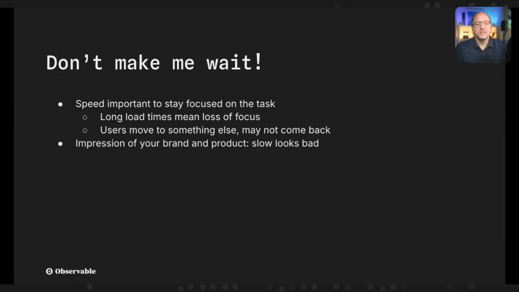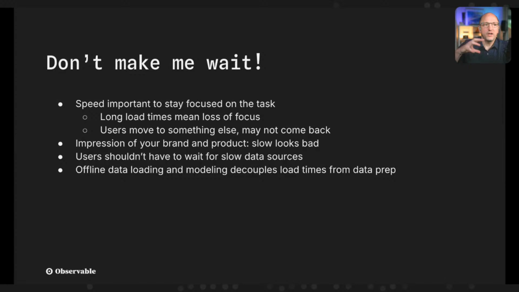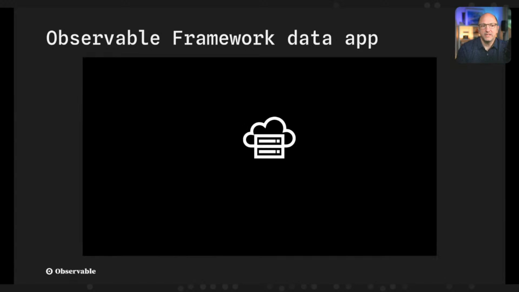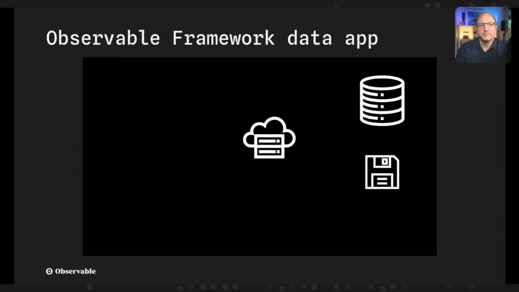So speed is really, really crucial, not just because it's important to keep you in the flow, but also to not look like this is your fault, even if it's not, because you're just using a product that's slow. You shouldn't make your users wait for slow data sources or slow modeling. What we do at Observable, of course, is we have offline data loading and modeling in data loaders, and those help make your load times much faster. The way this works is that we have a server that builds your dashboards.